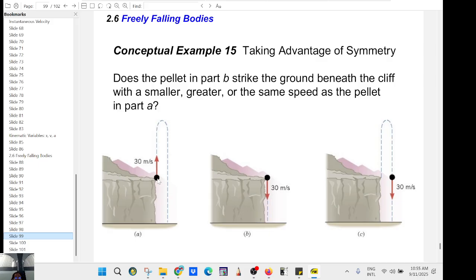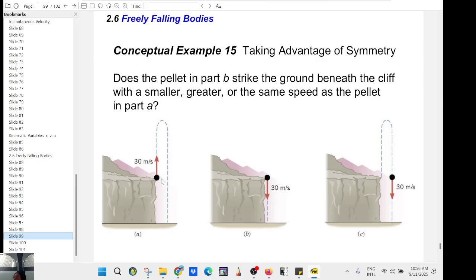Situation 1, you toss and you have an initial velocity of 30. So it goes up and then it goes down. Second situation, you fall, you're mad. It's a mad situation. Like this, initial velocity is negative 30. Will they hit the ground with the same speed? Yes or no?